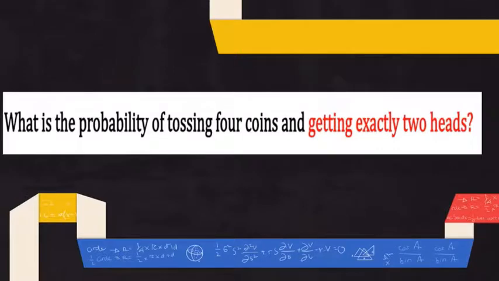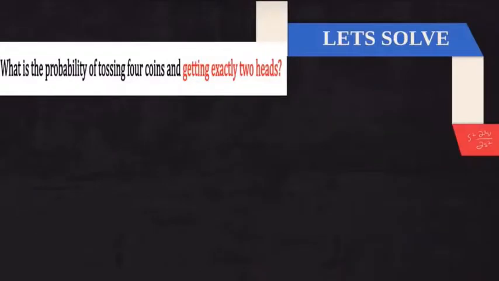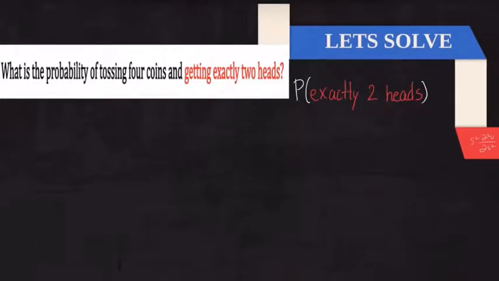What is the probability of tossing 4 coins and getting exactly 2 heads? At first, we have to find the probability of exactly 2 heads. Let's find out how many of the total possibilities have 2 heads of the total of equally likely possibilities. The probability of exactly 2 heads. So we know there are 16 equally likely possibilities. How many of those have 2 heads?